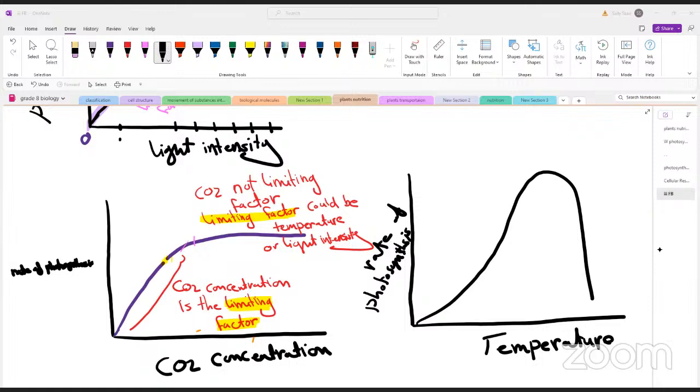Any other doubts? Yeah, we always plot the limiting factor on the x-axis because this is the variable we are changing during the experiment. So the changed variable will always be on the x-axis and the results will be on the y-axis. Okay? No more doubts.